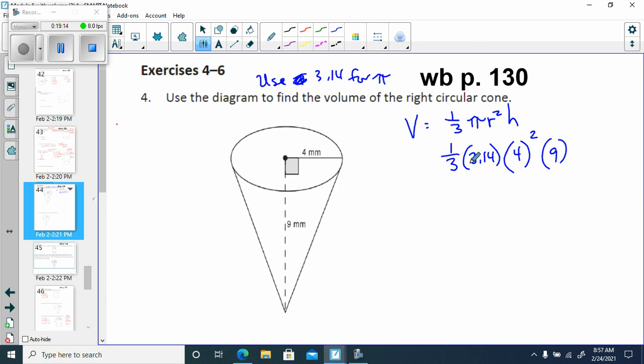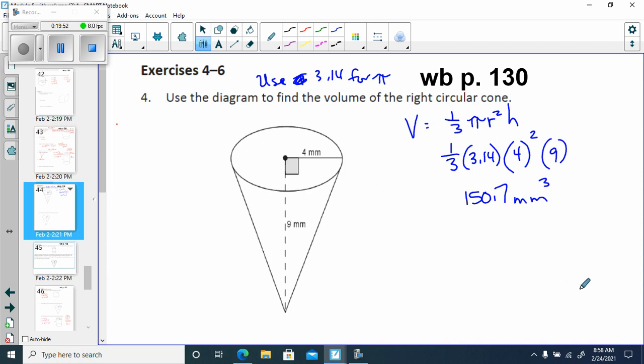Okay, so if I'm doing this, I'm going to multiply the numbers and divide by 3. I'm going to say 3.14 times 4 squared, which is 4 times 4, and then multiply that by 9. Then my answer, I'm going to divide by 3, and I get 150.7. The volume of this would be 150.7. What are our units? Millimeters cubed, because when we're talking volume, it's 3D, and your units are cubed, right?